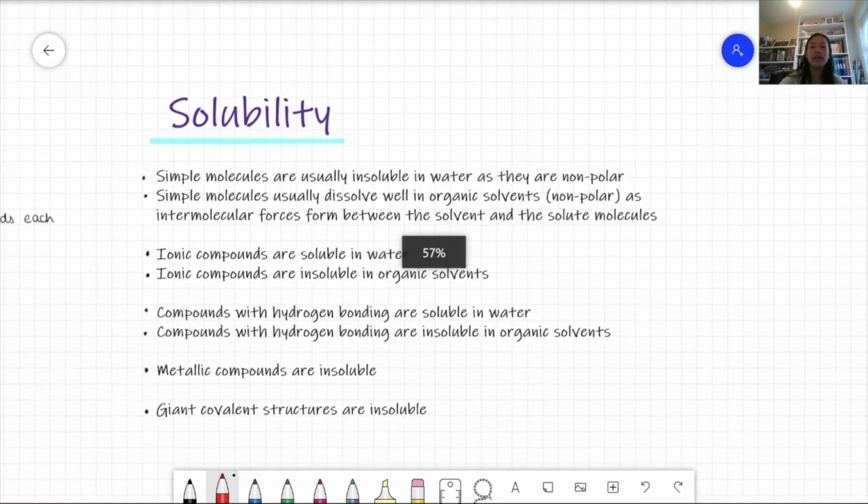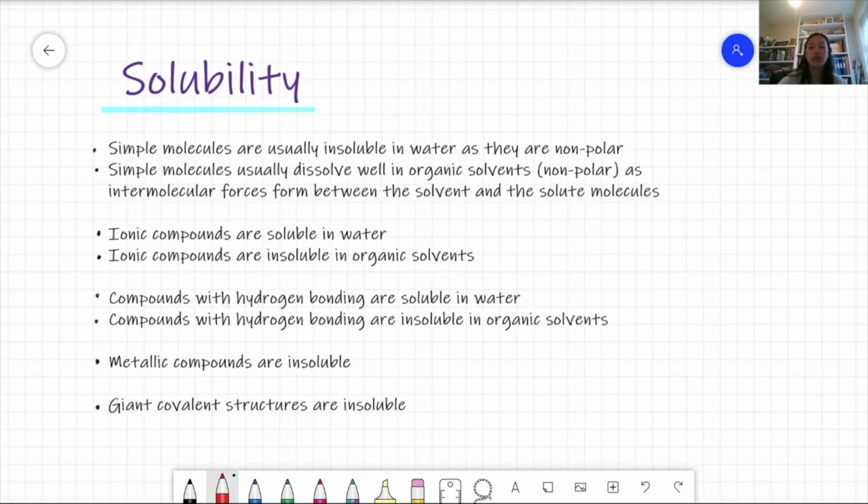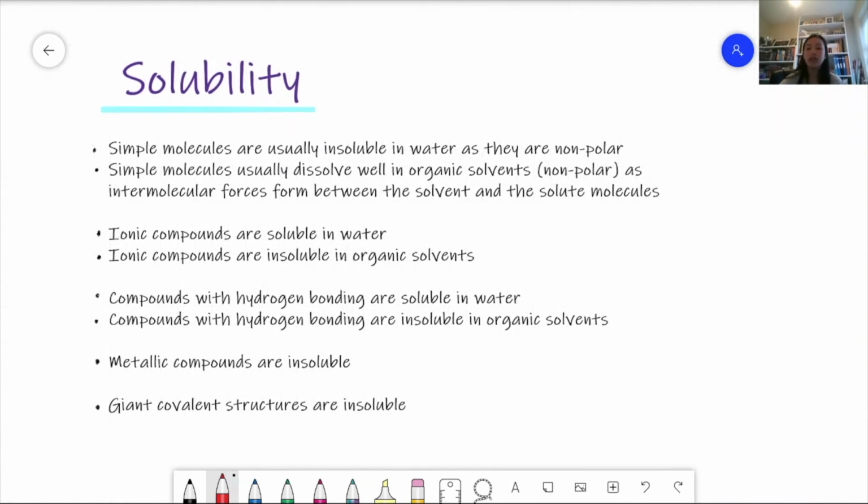So now we're going to look a bit at solubility. Simple molecules are usually insoluble in water as they're non-polar, and water is actually polar. Simple molecules are non-polar because they're covalent, so they're non-metals, they can't really bond together, so they tend to be insoluble in water. But they usually dissolve well in organic solvents because organic solvents are also non-polar, so intermolecular forces are formed between the solvent and the solute molecules.